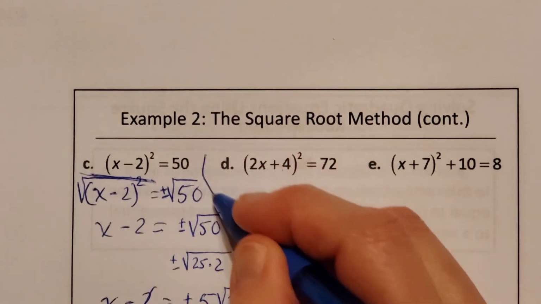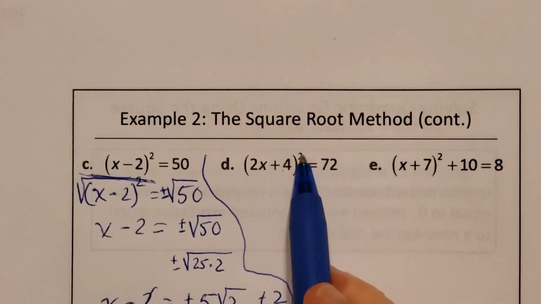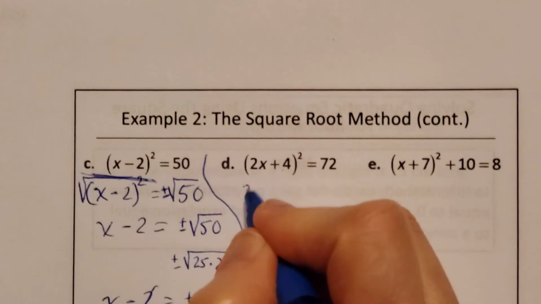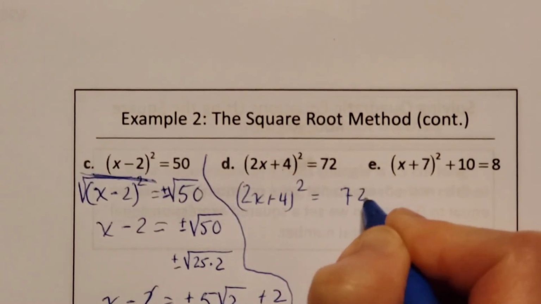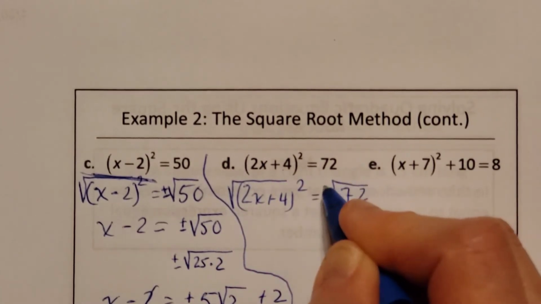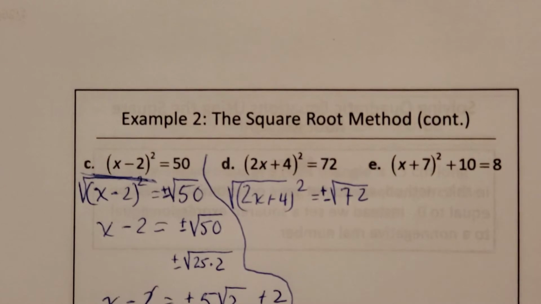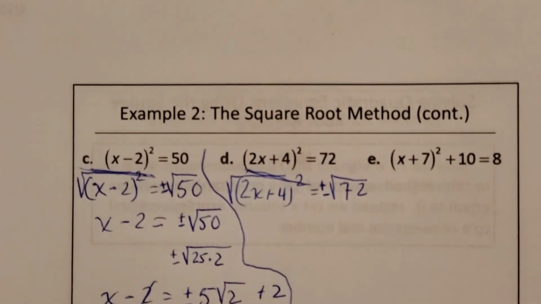All right, letter D. So we want to get rid of that squared. So we're going to take the square root of both sides. So we're going to take the square root of this side, we're going to take the square root of this side, and we're going to automatically write plus and minus. We're going to get rid of these because they cancel each other out.